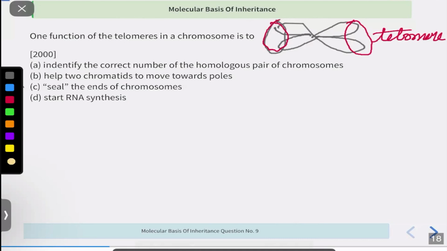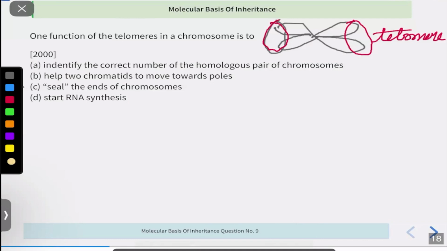Now, if you ask me what are the function of these telomeres, let us see the options. Option number 1 says, identify the correct number of homologous pair of chromosomes. This is a very vague option. Do you think the telomere will be able to identify the number of homologous chromosomes? No, it's very unusual because telomere is not a functional unit. Help two chromatids to move towards poles.